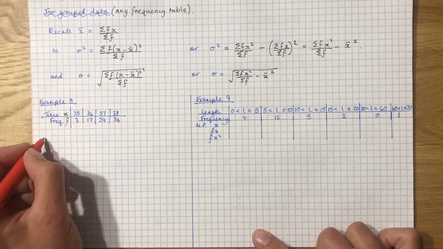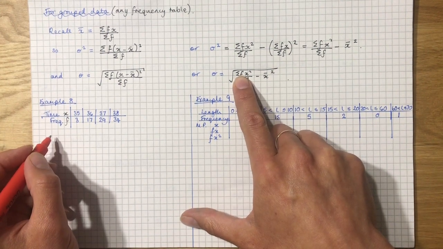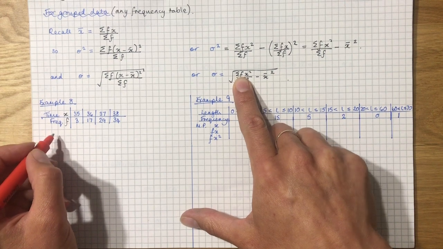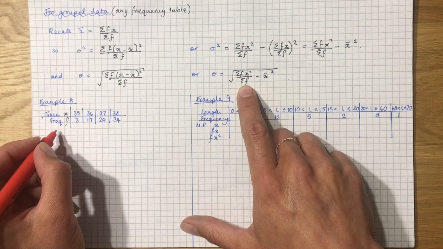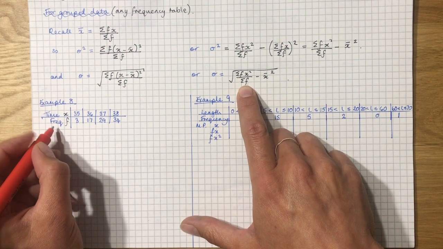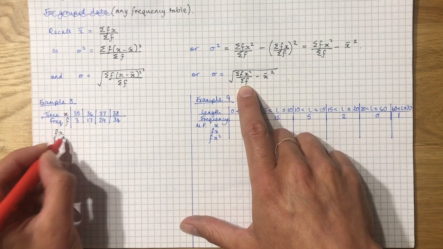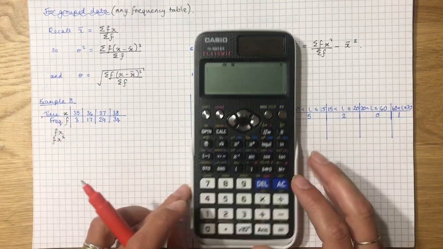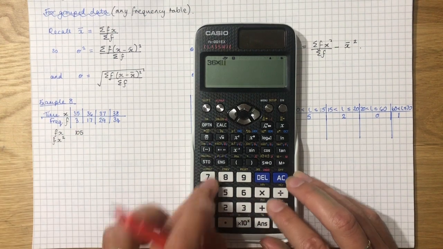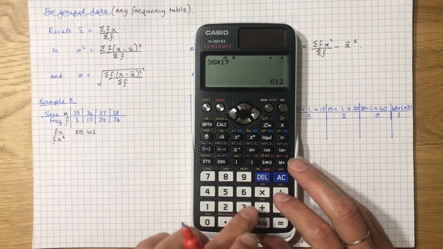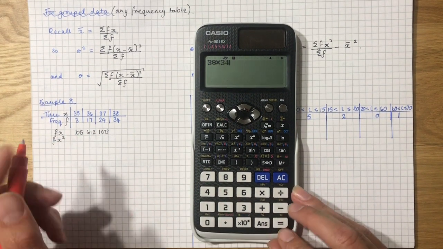So first of all, we're going to do, for the first part of the formula here, the sum of fx squared. Now, if you wanted to, you could add some extra columns on here to help you work this out. I'm going to do it this time, but bear in mind you don't have to. It just makes it a little bit clearer when we've got a lot going on. So we're going to need fx, and we're going to need fx squared. So fx is 3 times 35, 36 times 17, 37 times 29, and 38 times 34.